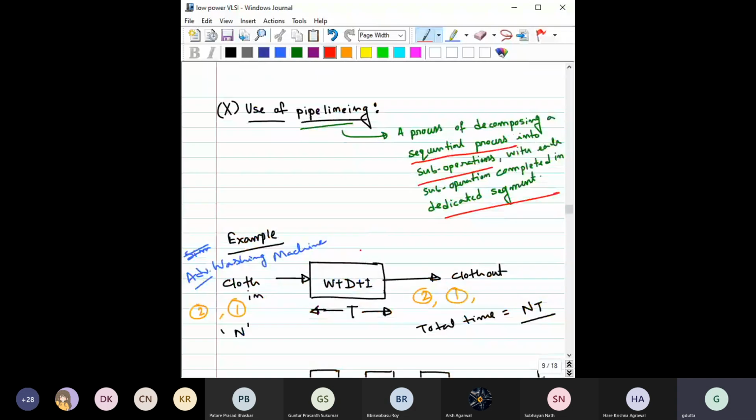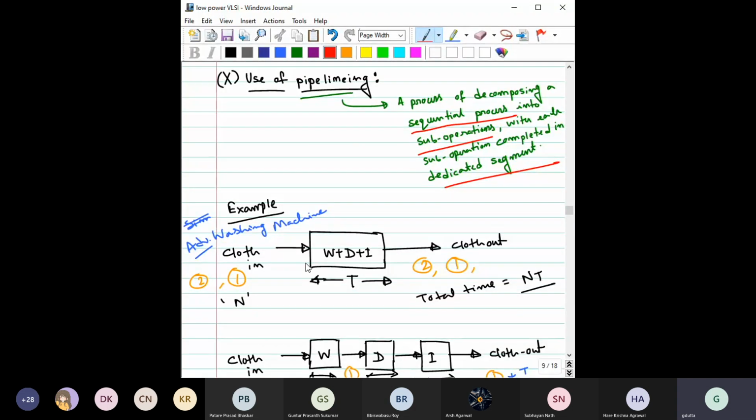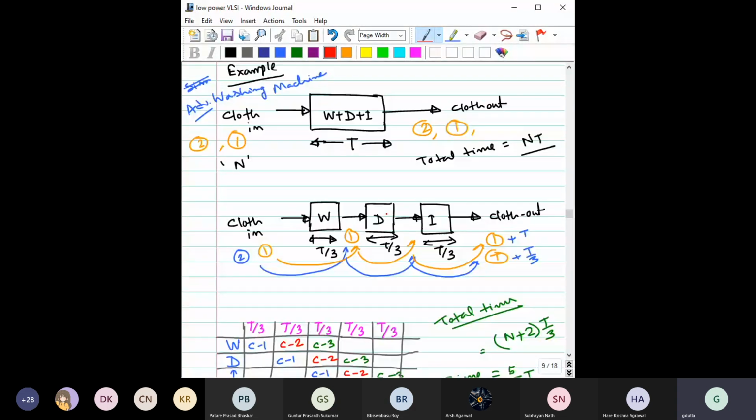Then the next one is pipelining. This is an important concept. So what do we mean by pipelining? If you have some sequential process, and the next process has to start after the first process, then the third one after the second process, then instead of using a single input, single output network, you could have broken this total task into sub-parts, right? So you could have broken this.